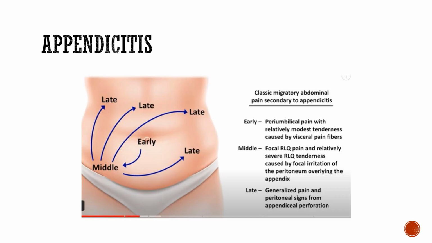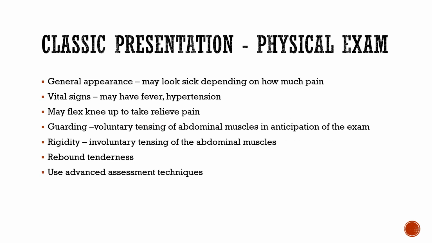This is a picture of the migratory pattern for appendicitis. You can see that the pain early begins in the periumbilical region and begins to migrate to the focal right lower quadrant. In late stages, this is usually with a perforation, there can be widespread abdominal pain because of the perforation and peritonitis. The physical exam begins with looking at the person.